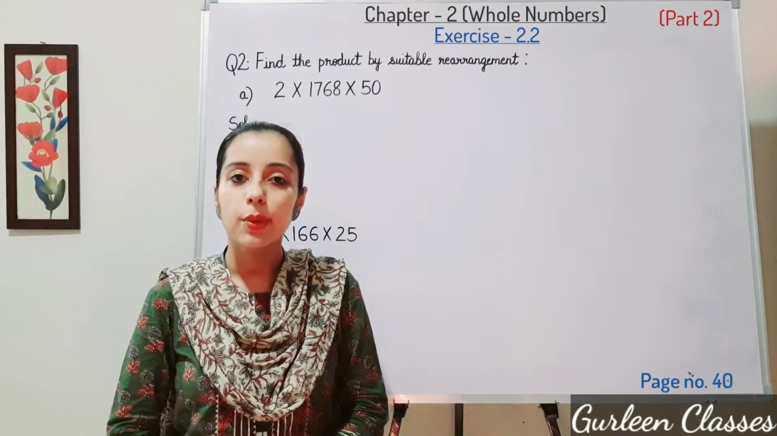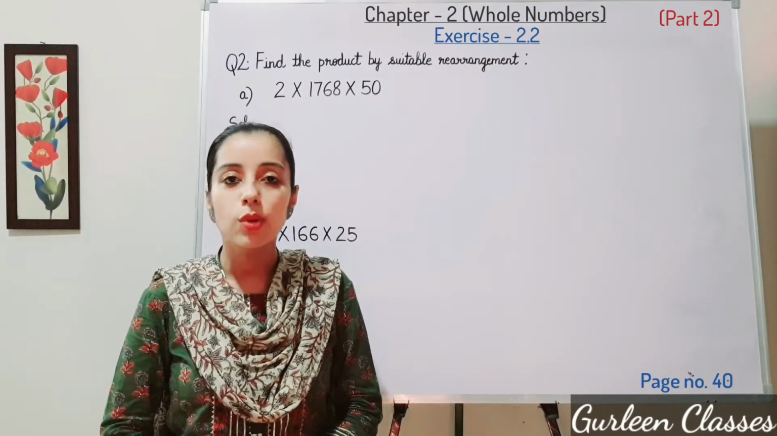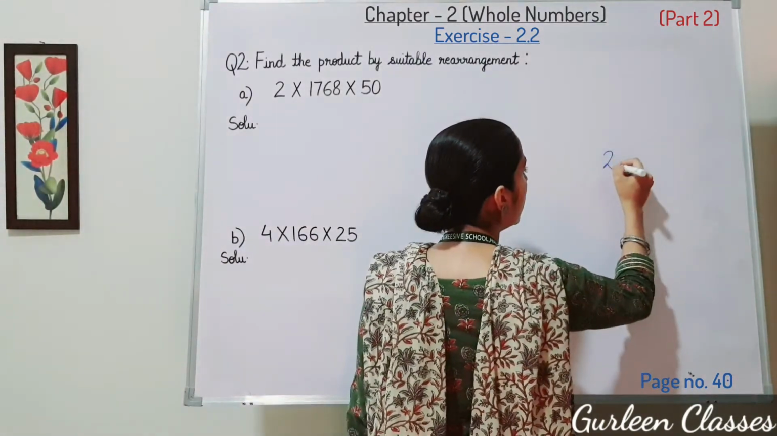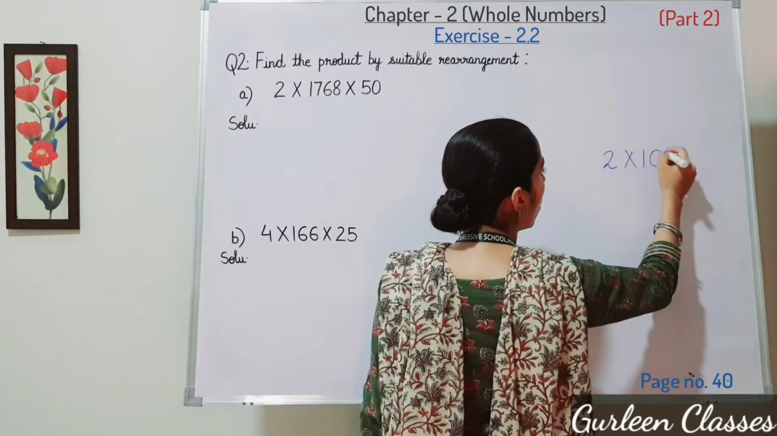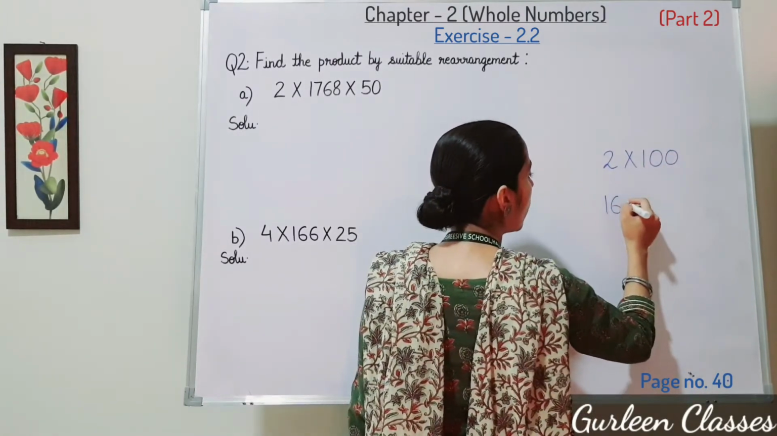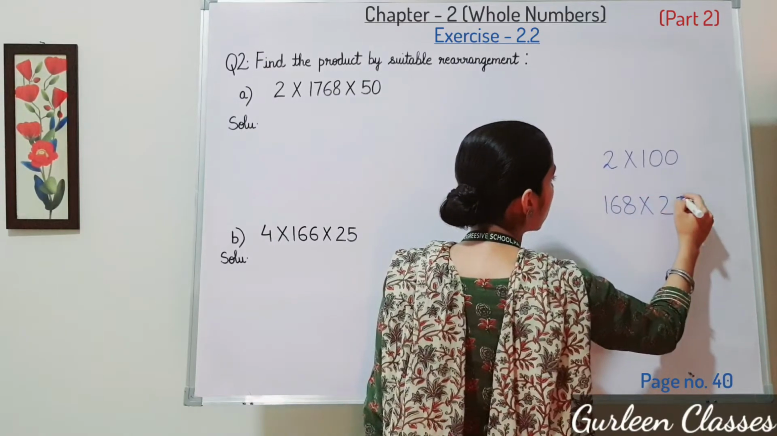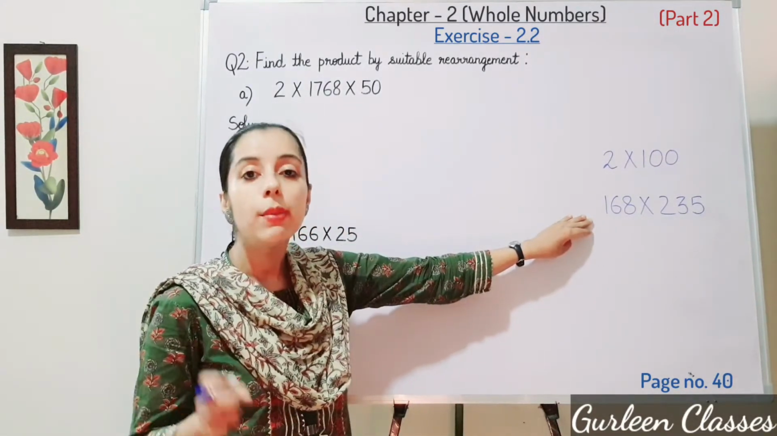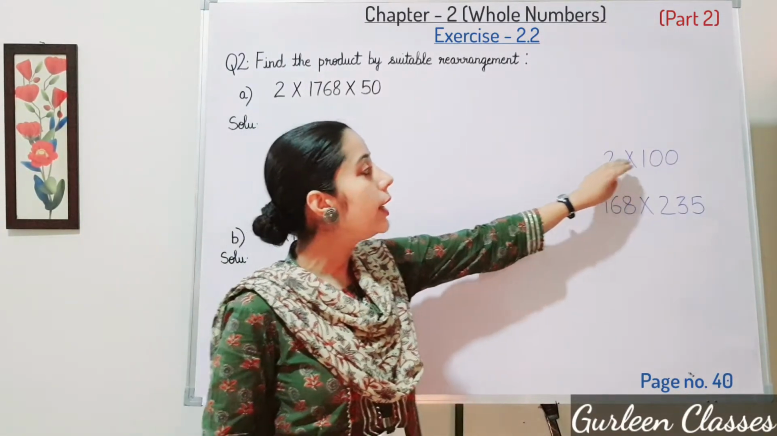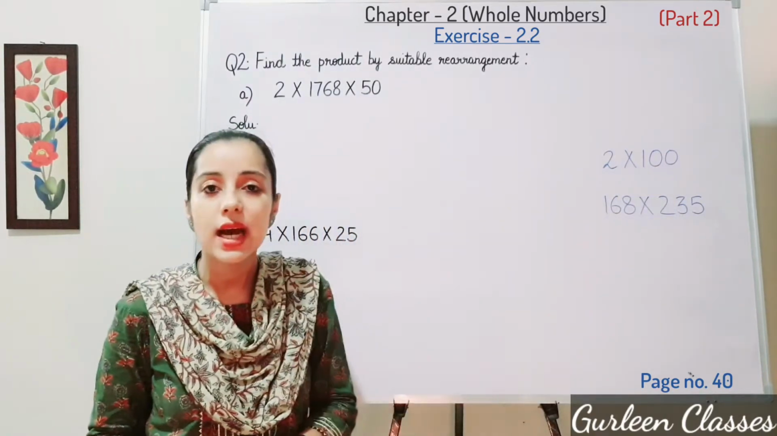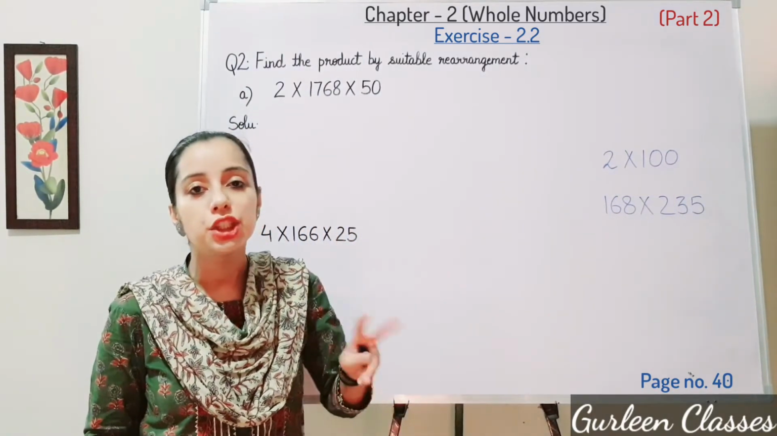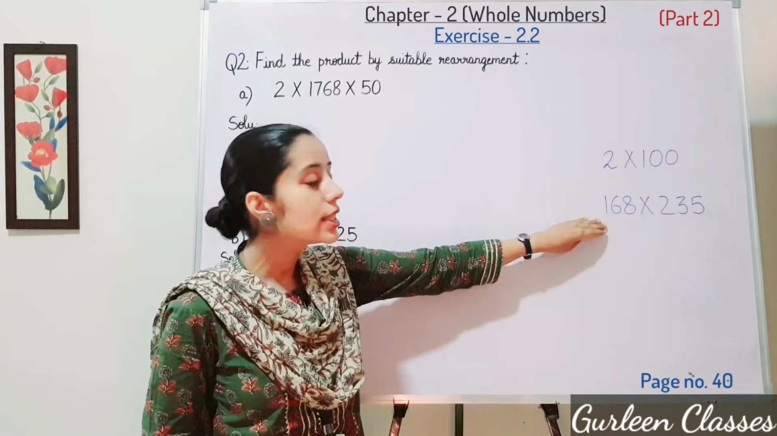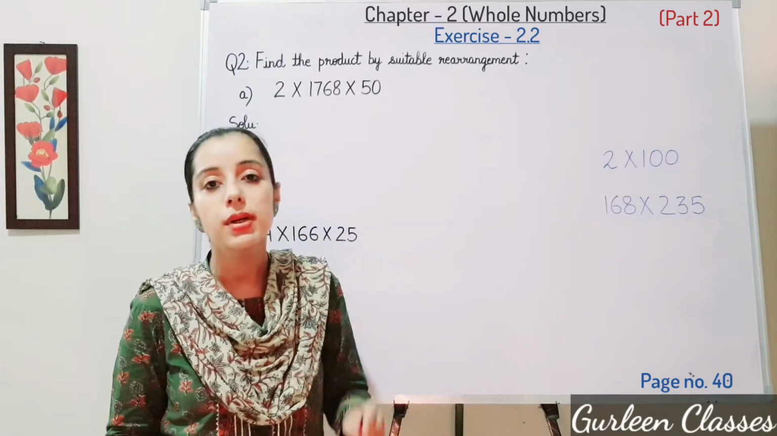Question number 2. Find the product by suitable rearrangement. Before moving to the questions, let me give you all one example. Suppose you have to multiply 2 into 100, and you have to multiply 168 into 235. Out of these two, the calculation will be easier if you multiply 2 into 100, because whenever 0 is at last, you simply have to multiply the initial numbers. At last 0 will come. So the answer here will be 200. But in the other case, you have to multiply each and every number step by step.